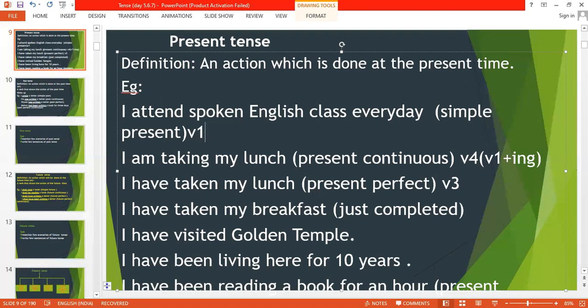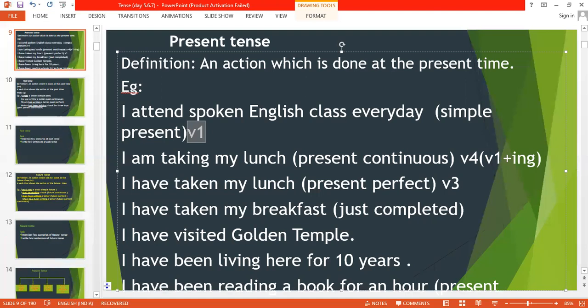Now another person thought, okay, as we know about our past and present, then how about our future? They pondered and meditated on it, and they came up with the concept called will. They added that will to V1, and thus it became the simple future. Like, I will wake up, I will hunt, I will eat, and I will sleep. Thus, we got all three. Now the life was going so smooth.